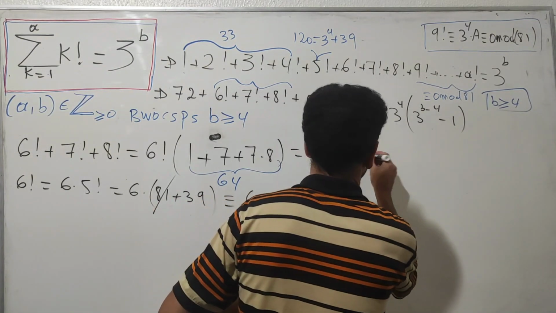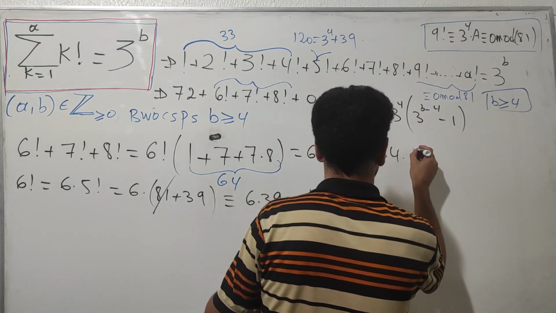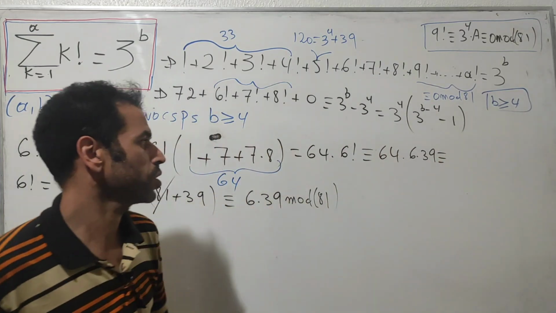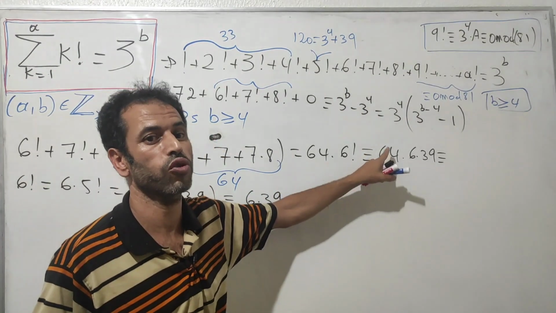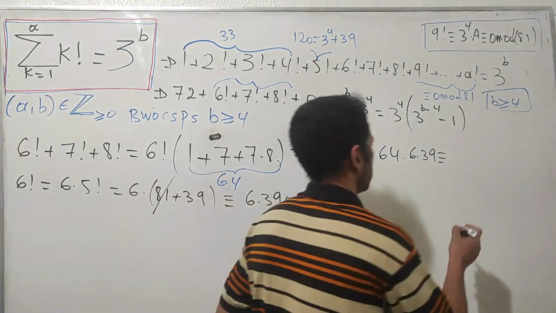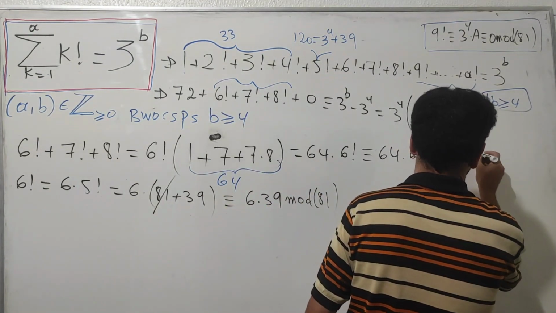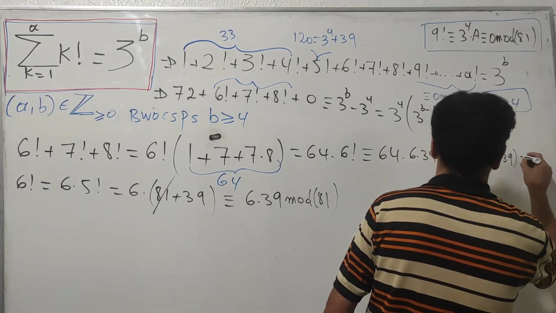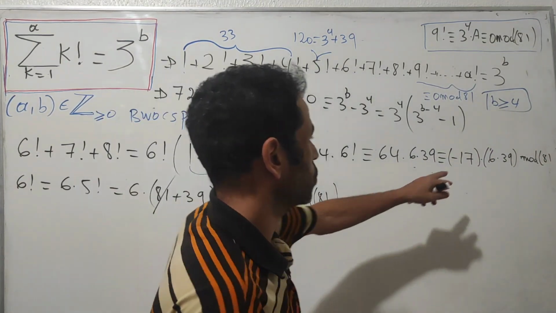So this one is also congruent to 64 multiplied by 6 multiplied by 39, all modulo 81. 64: if you subtract 64 from 81, I get minus 17. I'm going to use the negative remainders. So we'll get minus 17 multiplied by 6 multiplied by 39 modulo 81.